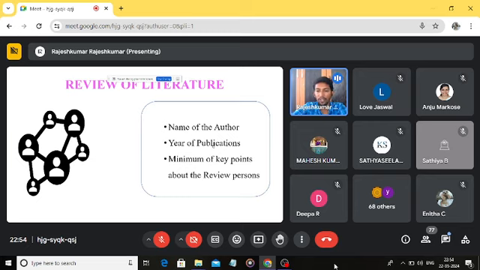Third one, a minimum of key points about the reviewed persons. We have to prepare a minimum of key points about the review of persons. If I'm preparing the journal, I say that Mr. X says about this one, it can be a correct one. It can be an acceptance. It can be a non-acceptance or whatever. After the review of literature, we have to give suggestions on the review of other persons.